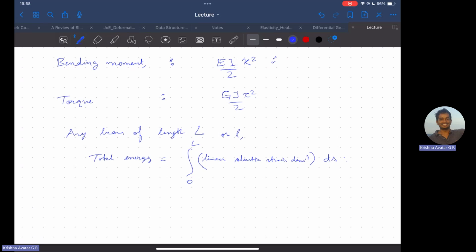So in the next class, we'll be looking at Cosserat rod theory, and of course the special case called Kirchhoff rod theory, followed by ribbons, mechanics of ribbons in short.